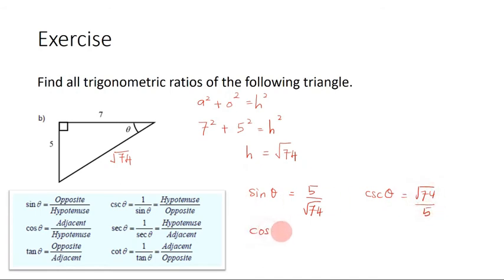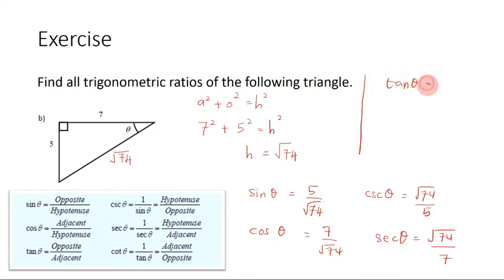Cos theta, we will get 7 over square root of 74, and we get secant theta equal to square root of 74 divided by 7. For tangent theta, we'll get 5 over 7, and for cotangent theta, we'll get 7 over 5.